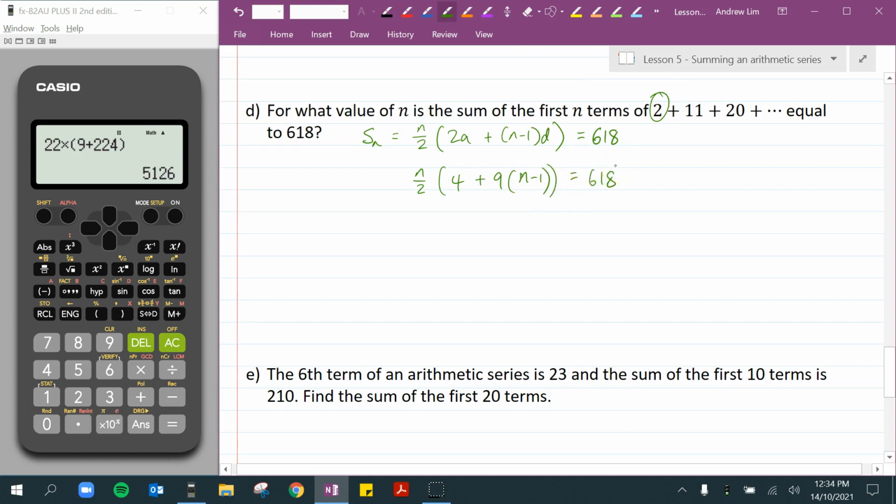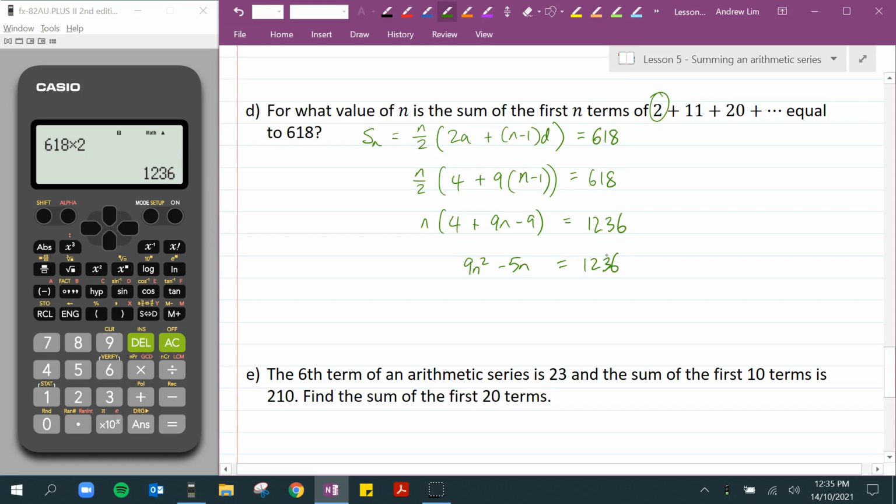I'm going to multiply both sides by 2. So this will give me n times (4 plus, I'm going to expand this out, 9n minus 9) is equal to, well, what's 618 times 2? 1236. The next thing I'm going to do is expand the brackets on the left, but when I simplify this, it will be n times (9n minus 5). So n times 9n, which is 9n squared, n times minus 5, which is minus 5n, and that's going to equal 1236.